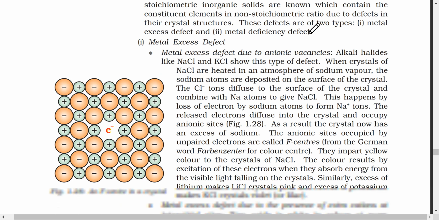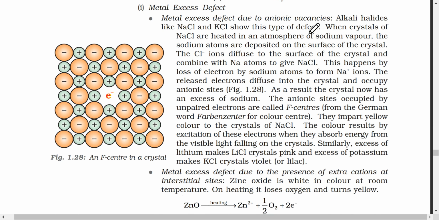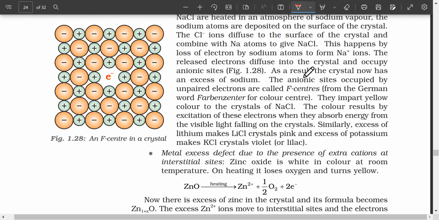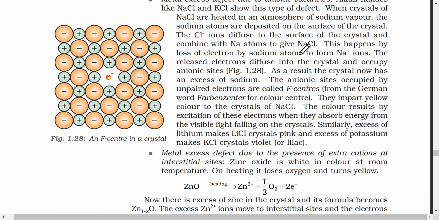When crystals of NaCl are heated in an atmosphere of sodium vapor, sodium atoms are deposited on the surface of the crystal. The Cl negative ions diffuse to the surface of the crystal and combine with sodium to give NaCl. जब anion बाहर आ गया, loss of electron by sodium to form Na positive, electron जो release हो गया, will diffuse into the crystal and occupy anionic sites. As a result, crystal now has an excess of sodium. ठीक है, क्योंकि क्लोरीन तो बाहर आ गया, इलेक्ट्रॉन हालांकि वहीं रह गया.